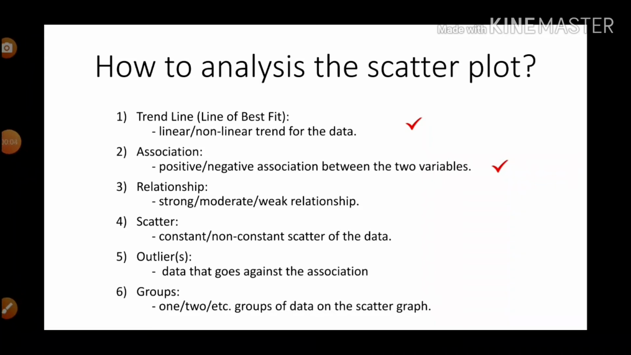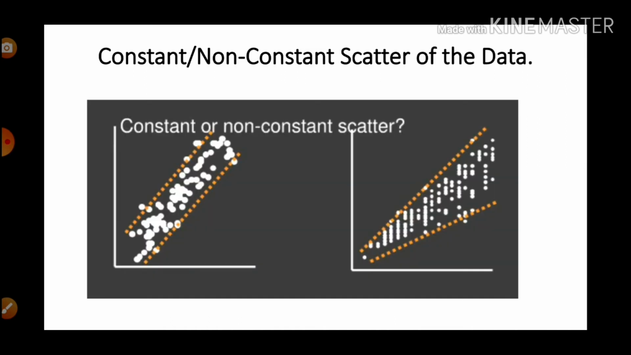Today we're going to go over the rest of the three scatters, okay, whether it's constant or non-constant scatter, outliers, and clusters. Remember, last time we already covered linear and nonlinear trend, positive, negative, and whether the relationship is strong, moderate, or weak. Okay, so let's have a go at doing the next one, scatter.